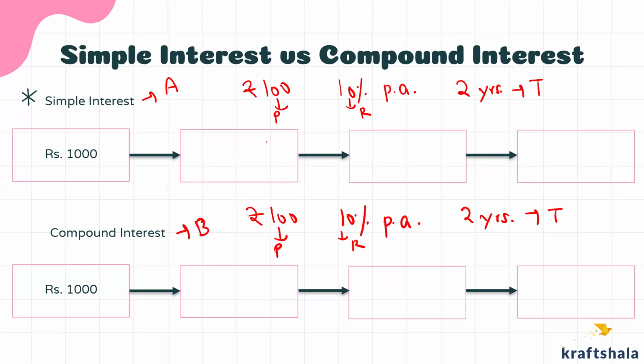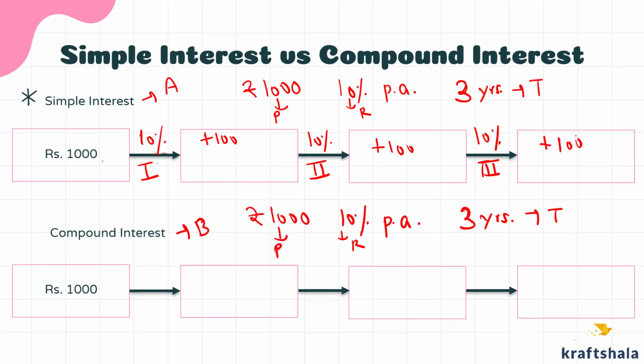Now, what will happen in the case of simple interest? You borrowed 100 rupees, or let's say 1000 लिखा है तो 1000 ही रख लेते हैं, just to say. Now 10% in the first year, 10% in the second year, and there are three tables, so let's make it 3 years. 10% in the third year. Now what will happen in the case of simple interest? 10% of 1000 is 100 rupees. So first year में you will pay 100 extra, second year में you will pay 100 extra, third year में you will pay 100 extra. So in total you will pay 300 extra.